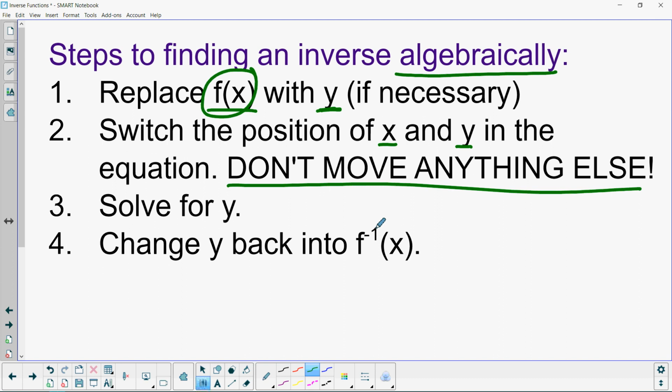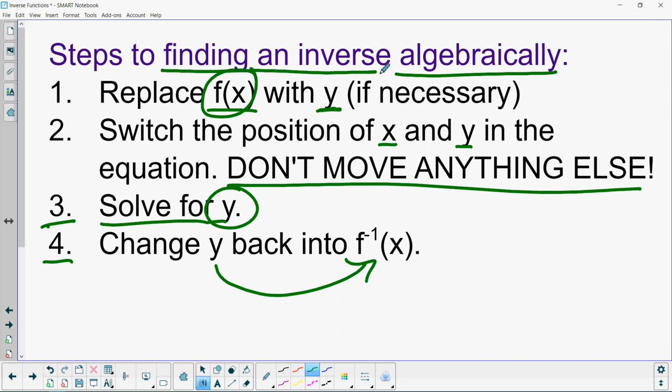Okay. Step 3 is the easy part. That's the math, where you solve for y. So now you're going to get y by itself. And then step 4 is just good note keeping, or good organization. Because we turned this f of x into a y here, now we need to change it back. And because we just found our inverse, we don't have f anymore. We're going to end up with the inverse of f. Okay, so let's go look at some examples.